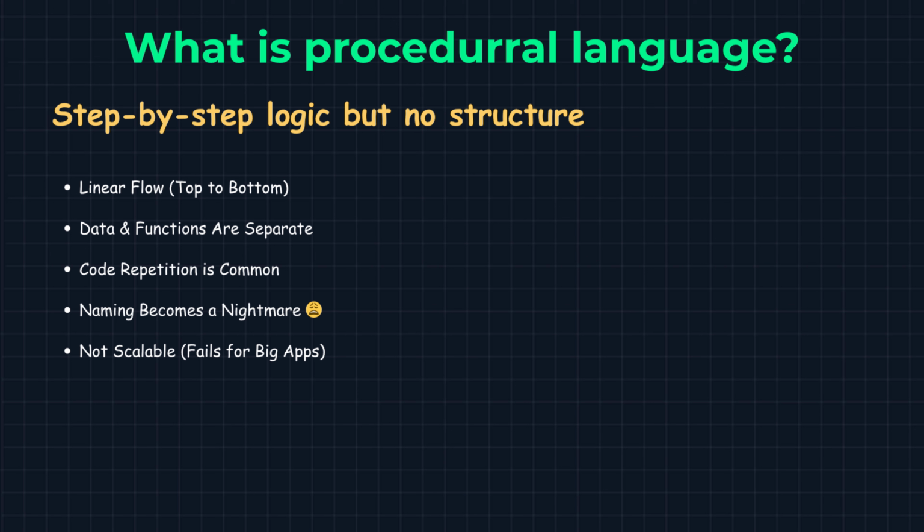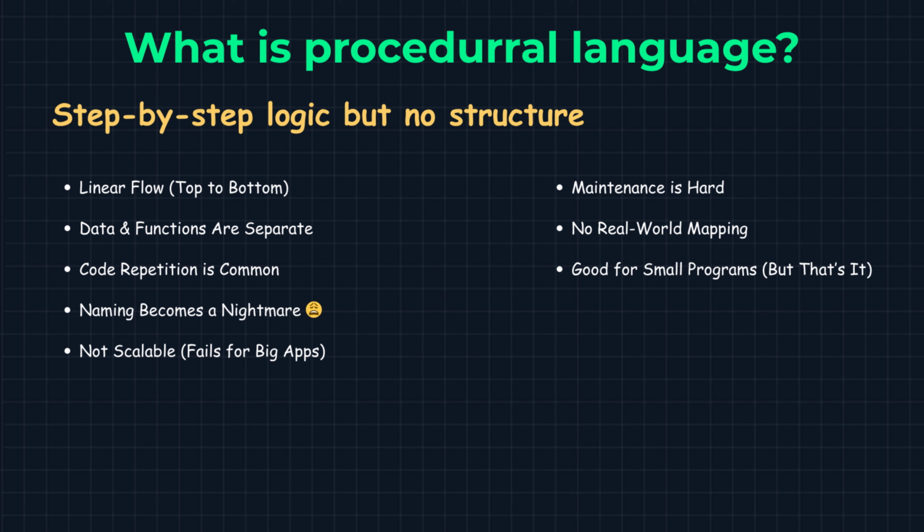It's like building a house without a blueprint. You can do it for a hut, not for a five-floor building. If someone else opens your procedural code after 6 months, they'll go like, what is even happening here? There is no structure, no grouping, no clarity. In real life, we think in objects. A student has a name, age, behavior, but in procedural style, you don't group them. That's why it doesn't match how we think.